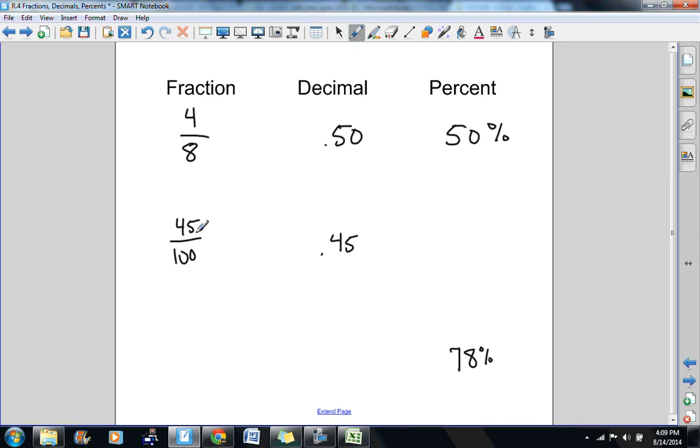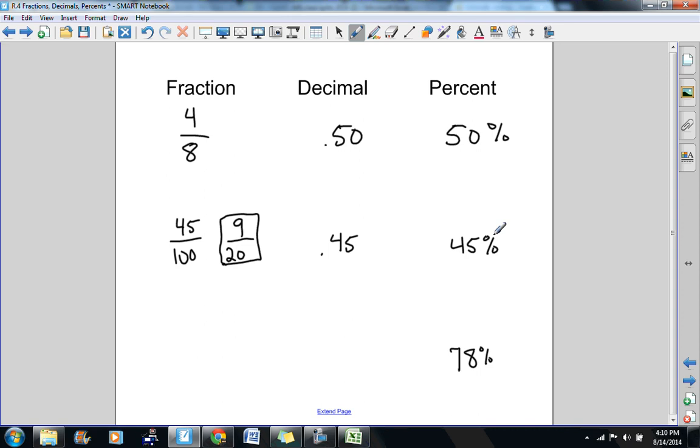But we want to simplify this fraction all the way down. And so we can divide the top and the bottom by 5. 45 divided by 5 is 9. 100 divided by 5 is 20. And that's fully simplified. So 0.45 is the same as 9/20. If we want to go to the percent, just like before, we're going to move the decimal place 2 to the right and get 45%.